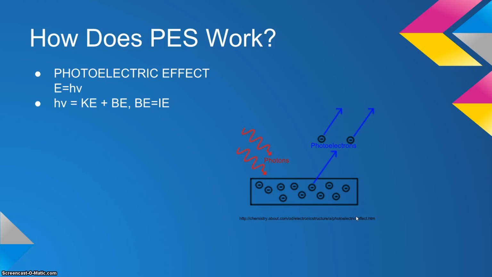And if you have a known frequency of light, and you can find the kinetic energy through a detector, then you can determine the binding energy of that electron. And the binding energy of that electron is equal to the ionization energy, which is the amount of energy required to remove one electron from the substance.